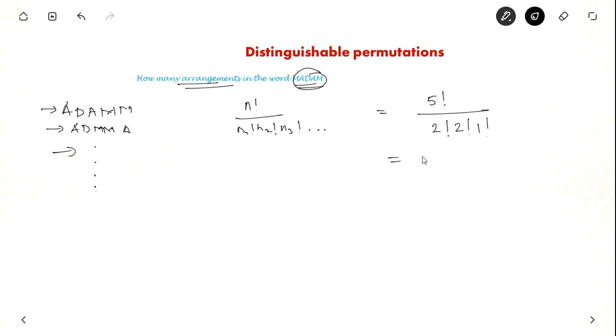So the answer is 5 factorial divided by 2 factorial, 2 factorial, which is nothing but 5 into 4 into 3 into 2 into 1 divided by 2 into 1 into 2 into 1. So if you cancel out, there are 30 different possibilities. So it is nothing but n factorial divided by n1, n2, n3 factorial. These are of different distinguishable types.